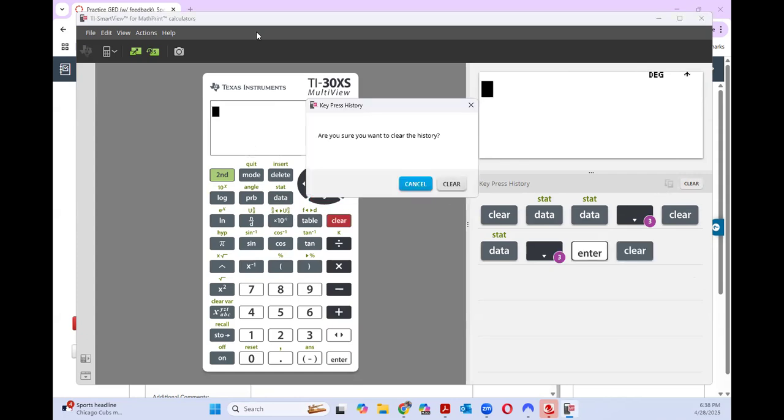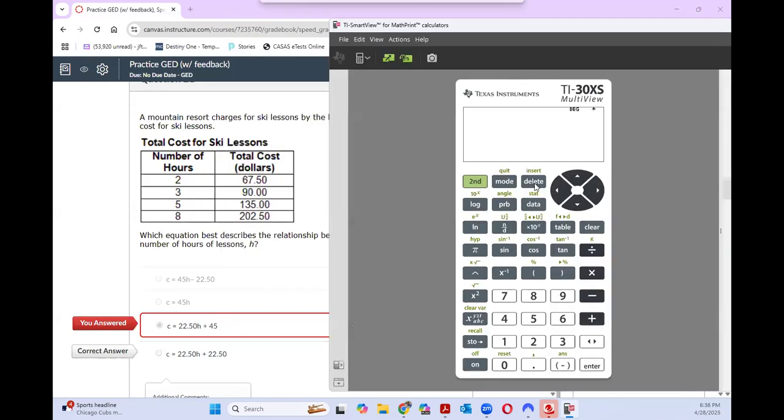Okay, I had that answer right. So we hit data. What two X's do you want to put in? The first two: 2 and 3 are my X's. What are my Y's? Your Y's are 67.50 and 90.00. Okay, now I don't have to put the 00 because that's just 90. Second, data, two variable, calculate.